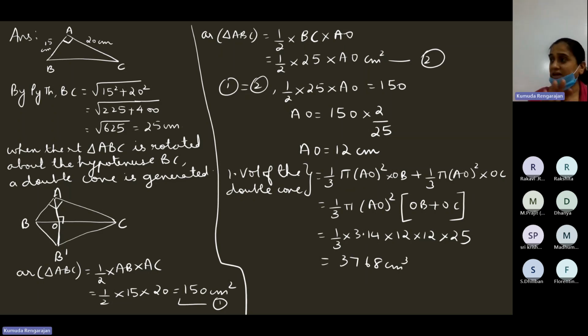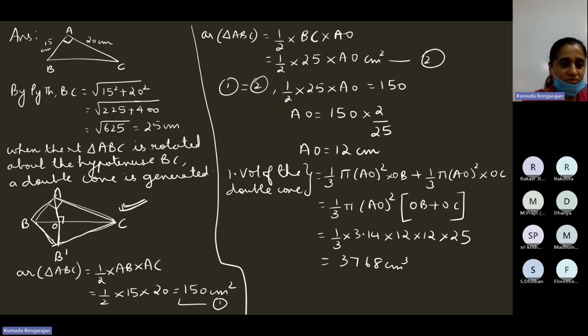So nothing from the right triangle, we found the hypotenuse, right? Using Pythagoras theorem, 25. And then we try to represent the double cone. Here, this is the representation of the double cone. What is this? This is one cone. See, this is one cone. And this is the other cone.